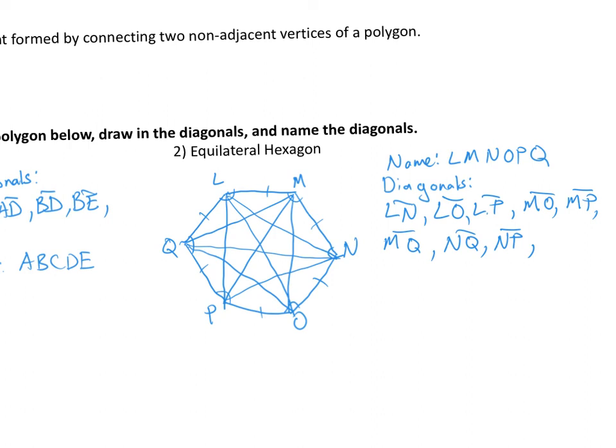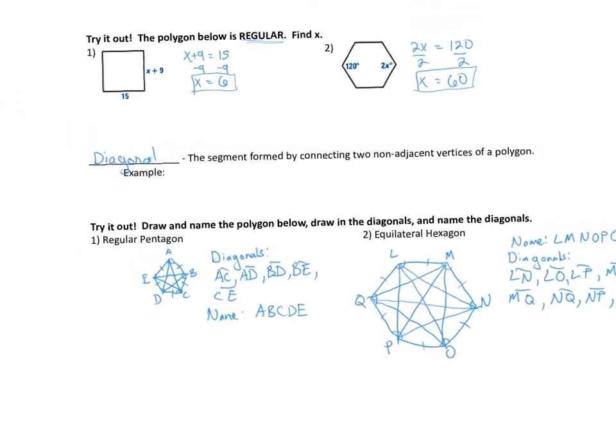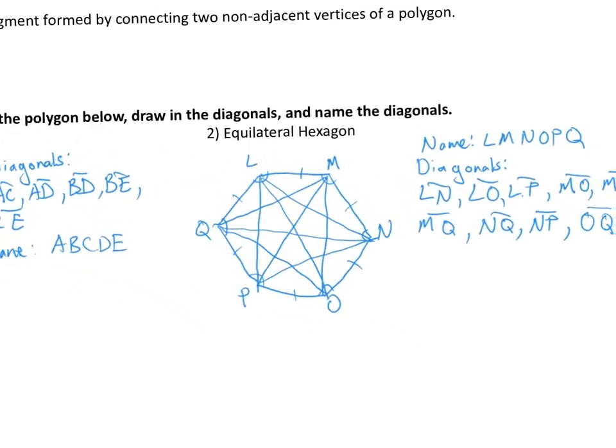M, NP, NQ, and L. Okay. O, M, got that. O, L, got that. O, Q, OQ. Here we go. And then we should have P's twice. 1, 2, 3, 4, 5, 6, 7, 8, 9. And that's it. Well, there we have it, all of the diagonals of our polygon.